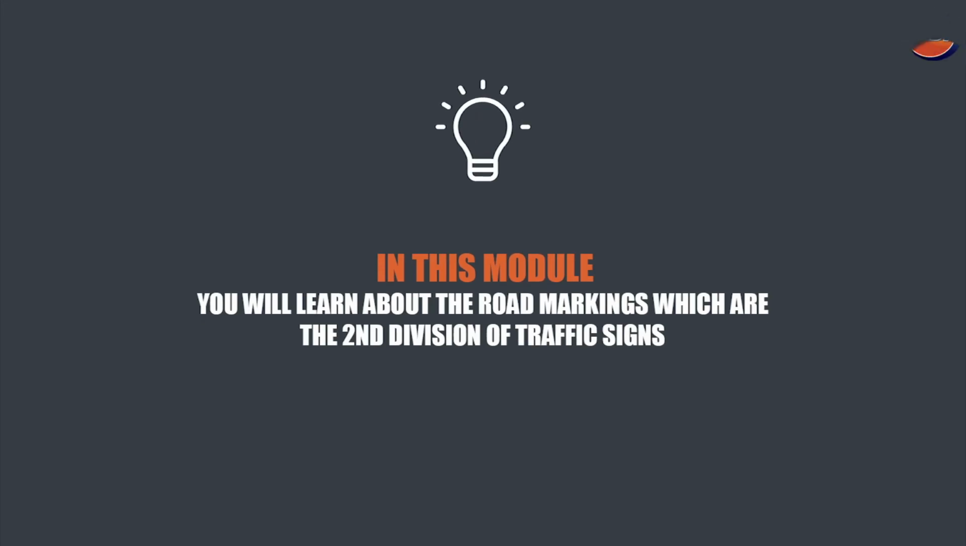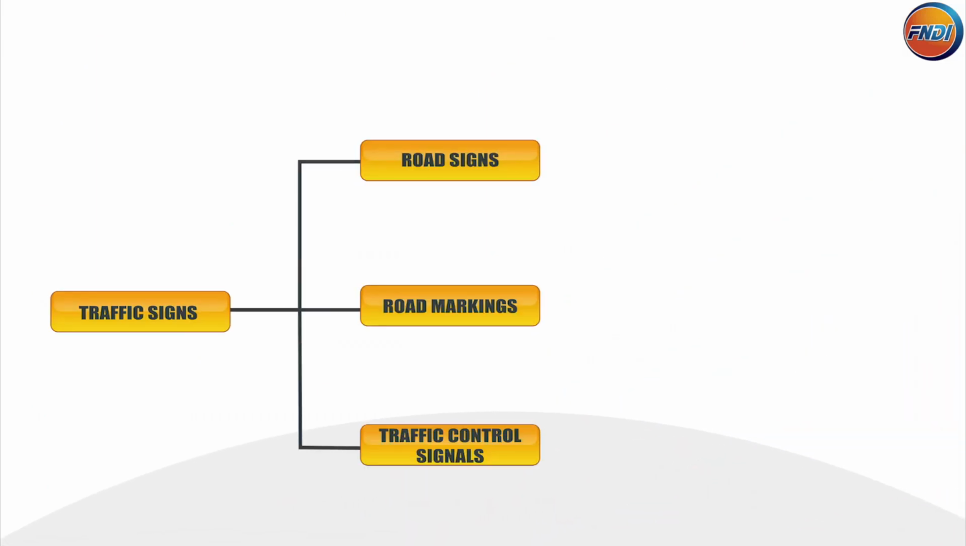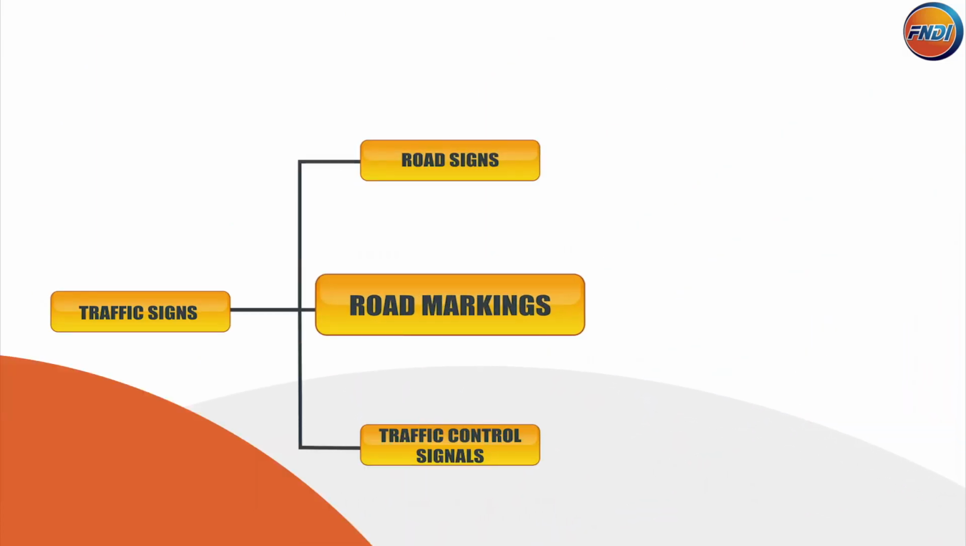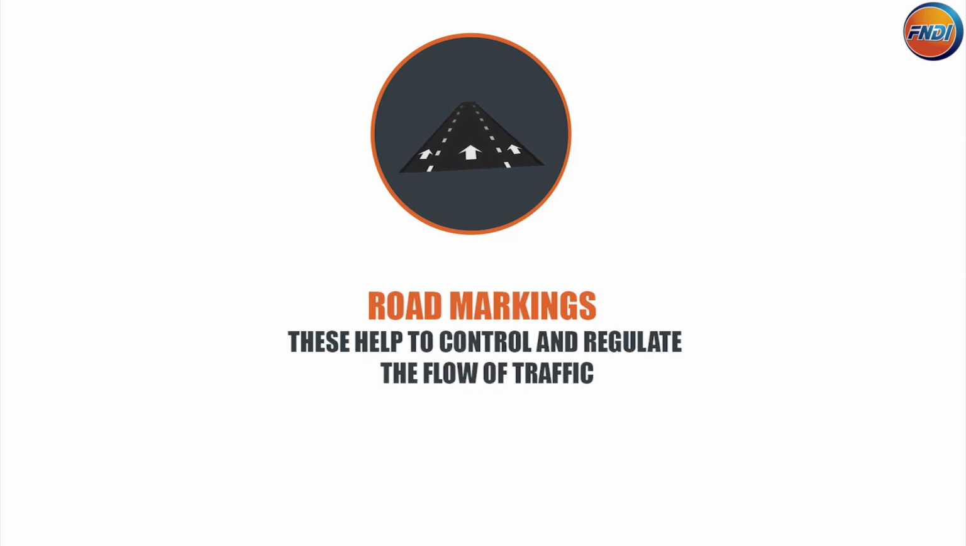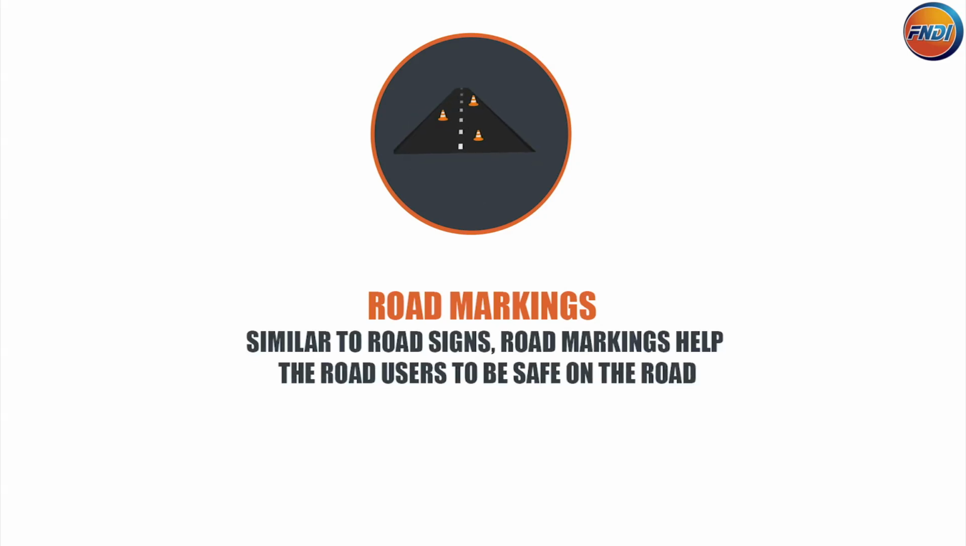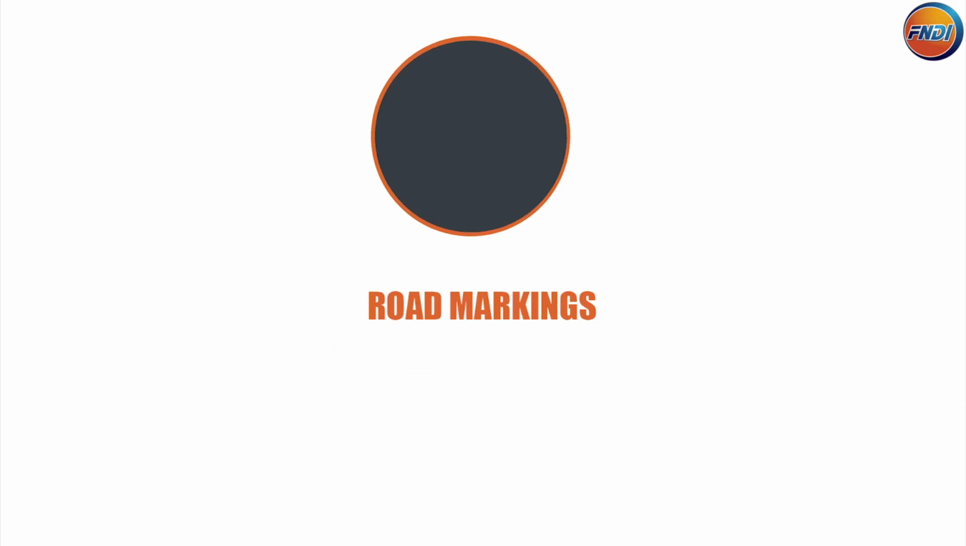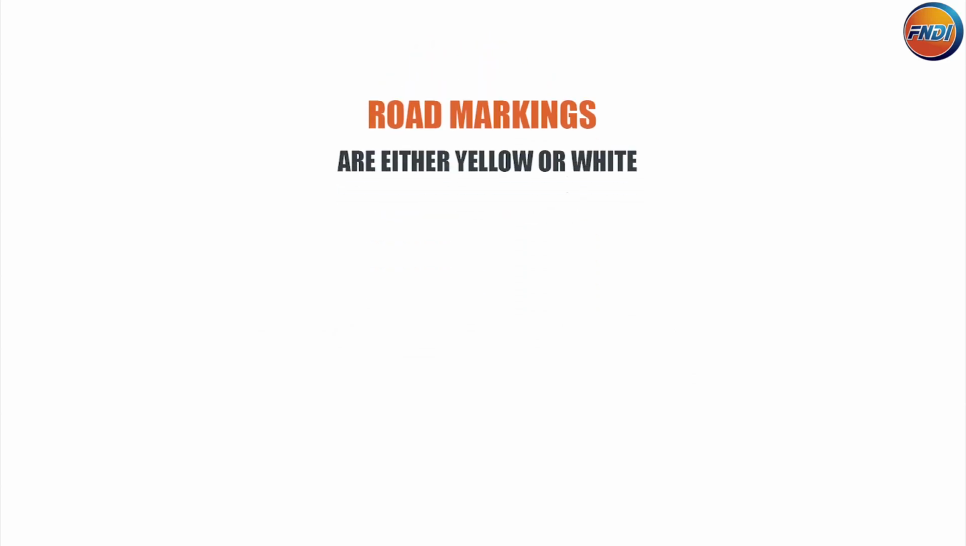In this module, you will learn about the road markings, which are the second division of traffic signs. Road markings are applied on road surfaces to provide visual information to road users. These help to control and regulate the flow of traffic. Similar to road signs, road markings help the road users to be safe on the road.